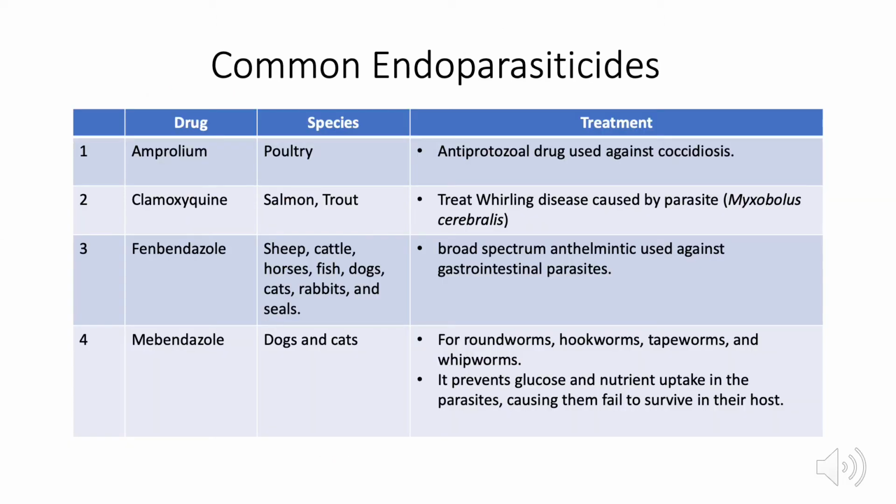These are some of the commonly used endoparasiticides in animals. Amprolium is used in treating coccidiosis in poultry. Coccidiosis is a parasitic disease of the intestinal tract caused by Coccidium protozoa. The disease spreads from one bird to another by contact with infected feces or ingestion of infected tissue. Its primary symptom is diarrhea, which may become bloody in severe cases.